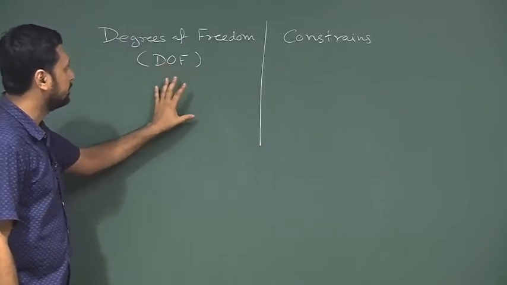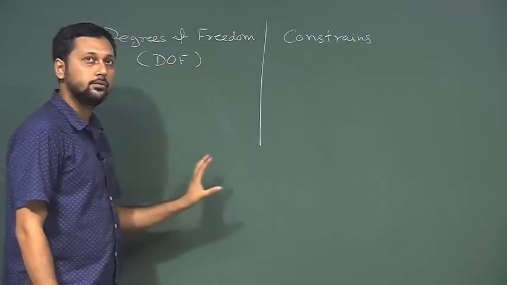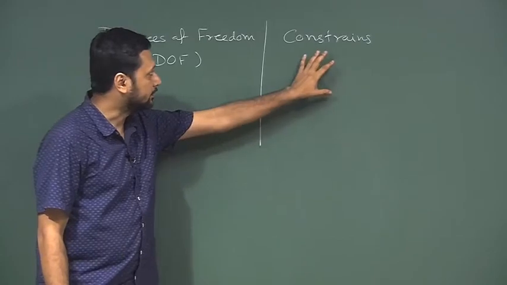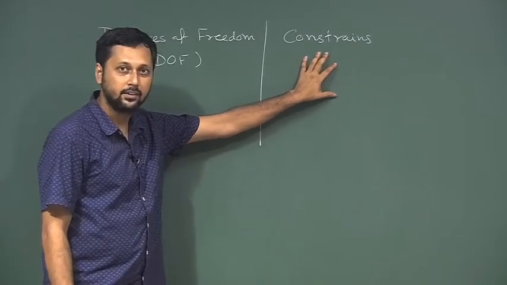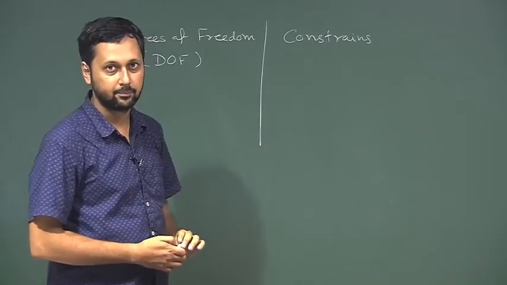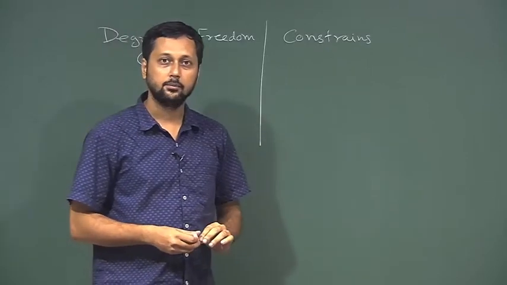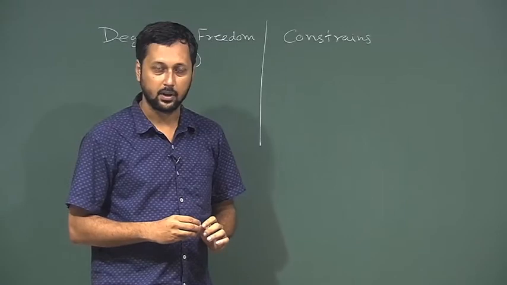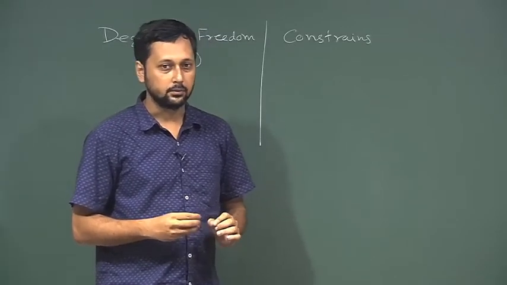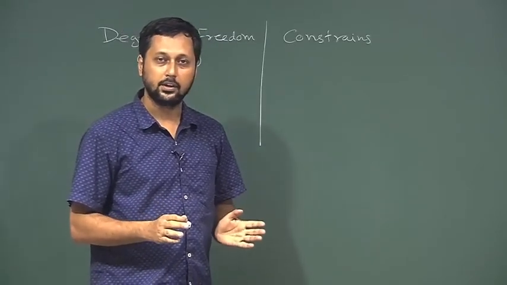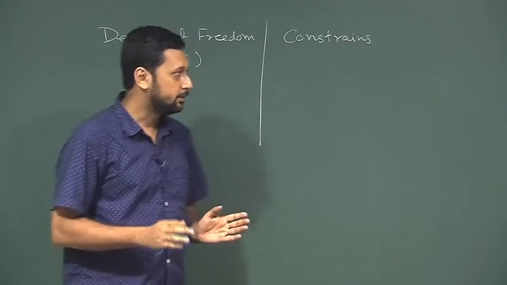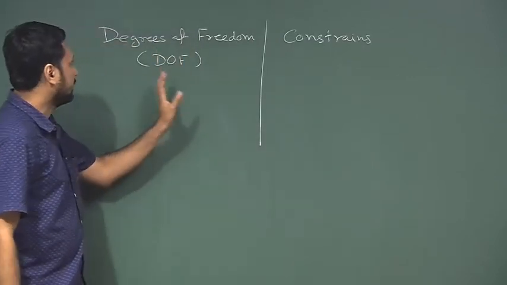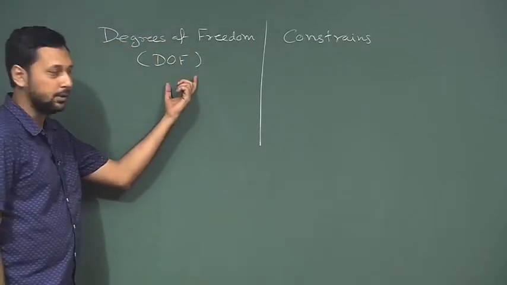Basically, degree of freedom gives you an idea of the dynamics of the system, and constraint is the forces that restrict the dynamics of a system. Strictly speaking, these terms are not restricted to the domain of rigid body dynamics, but because we are discussing rigid body dynamics here, we will be taking care of the degrees of freedom of a rigid body.